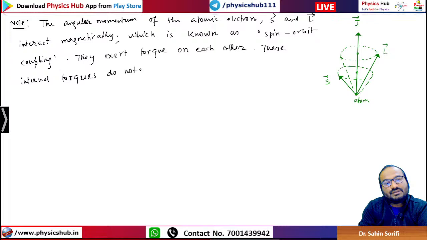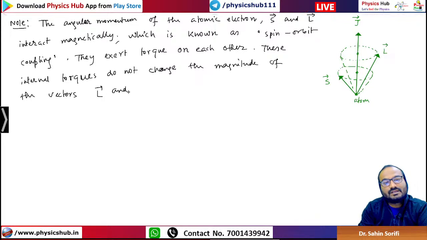do not change the magnitude of the vectors L and S. That is why they are making a cone. S is making a cone, L is making a cone. You can see the length of S and L remains the same, meaning the magnitude is the same, but the direction is not the same, because the tip is traversing a cone, so the direction is constantly changing, but the magnitude remains the same. They exert torque on each other.